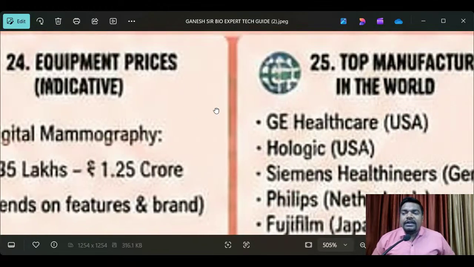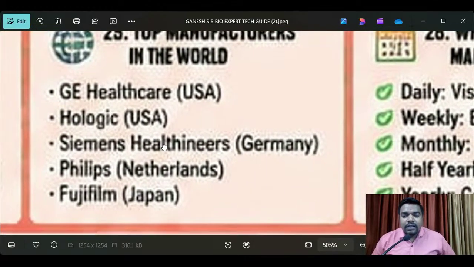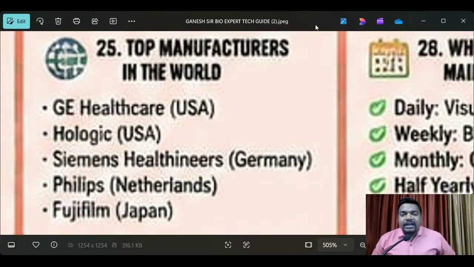Now, top manufacturers in the world. See here, mammography companies. Whatever instructions I give here are completely based on my experiences. I have worked with different mammography companies and mammography equipment in private and corporate hospitals. That is why every piece of information is very important. I am going to share real-time hospital experiences with you all.